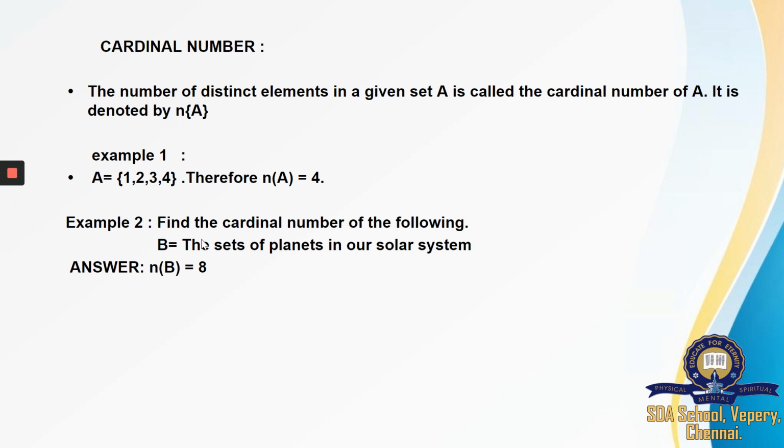Example 2: find the cardinal number of the following. B is a set which consists of the planets in the solar system. So, how many planets are there in the solar system? 8. So, basically, the cardinal number is the number of distinct elements. We have to only count the number of elements in the set.